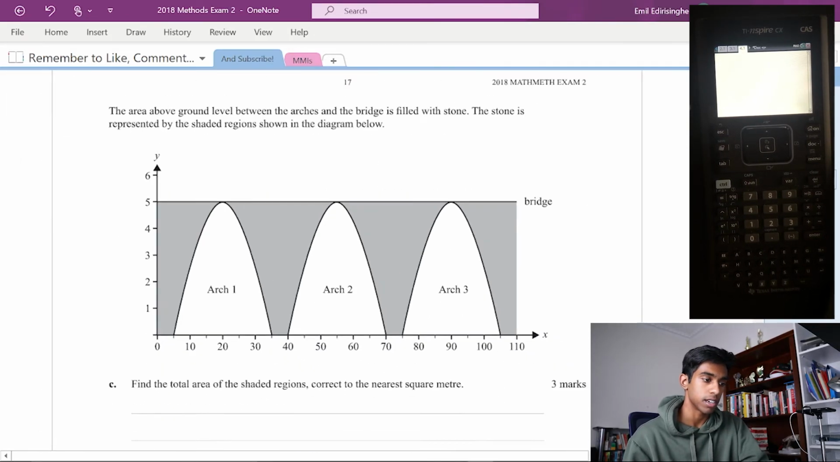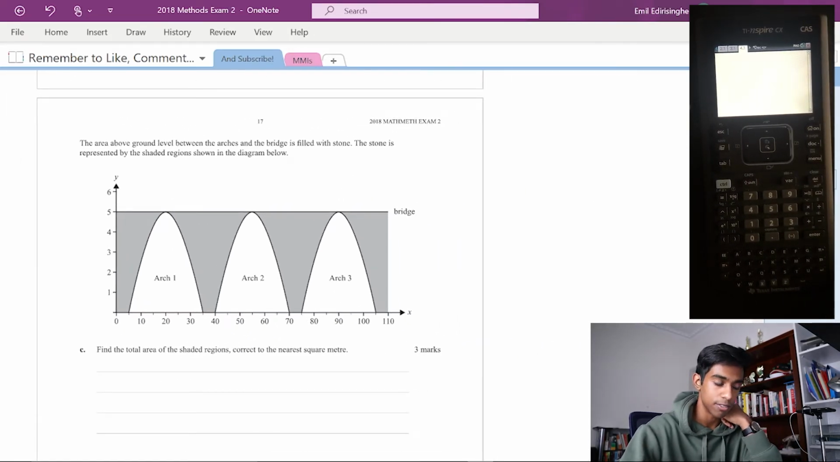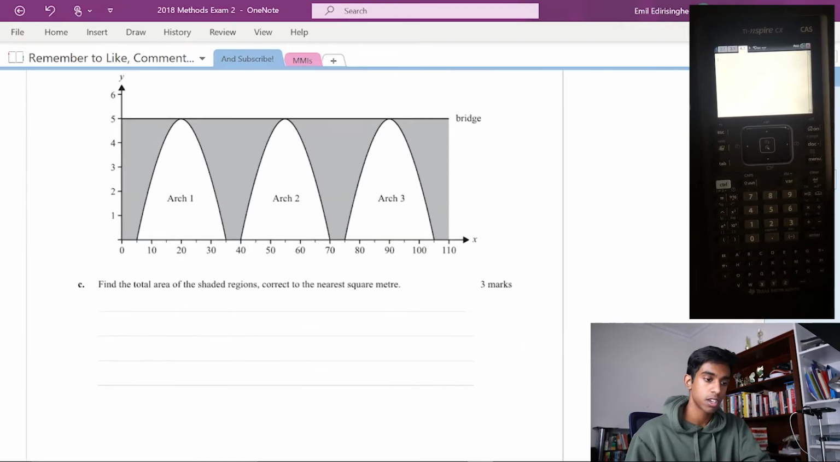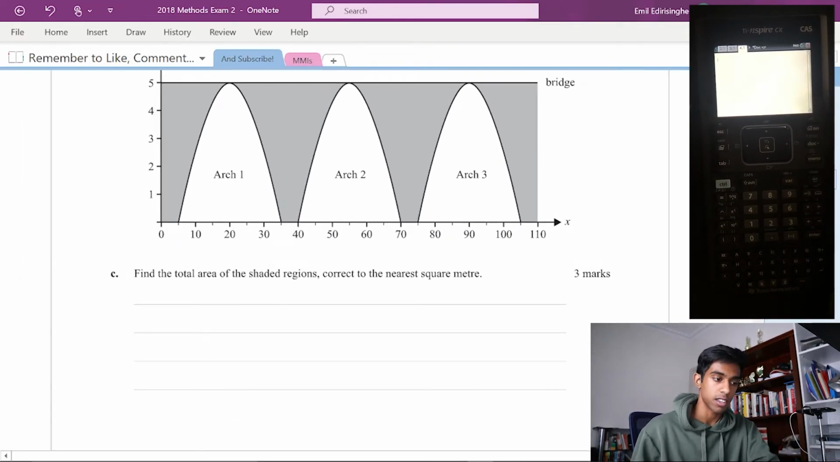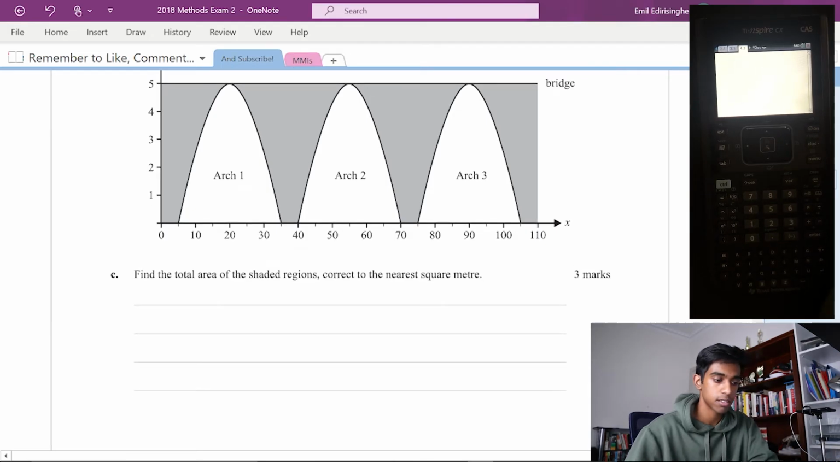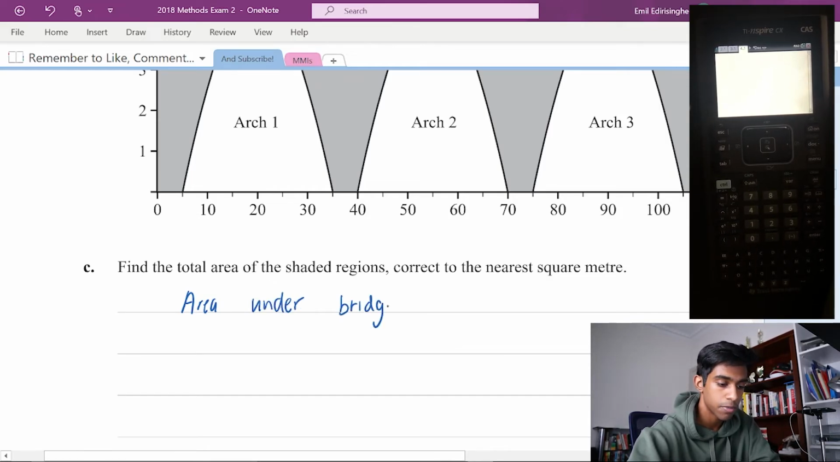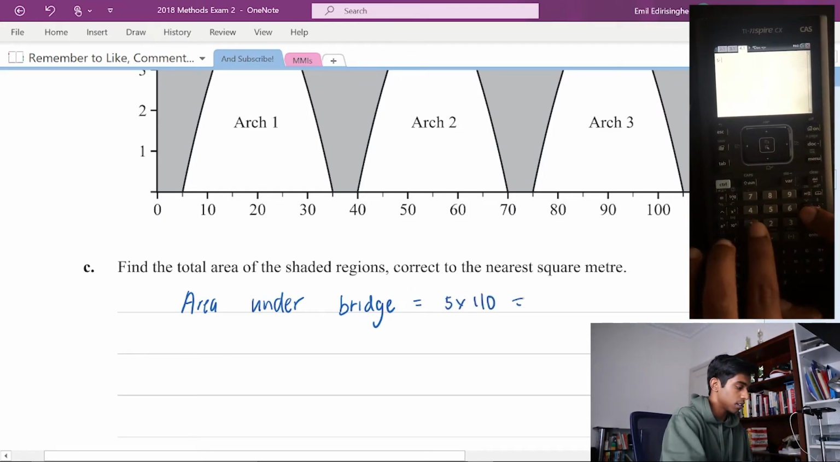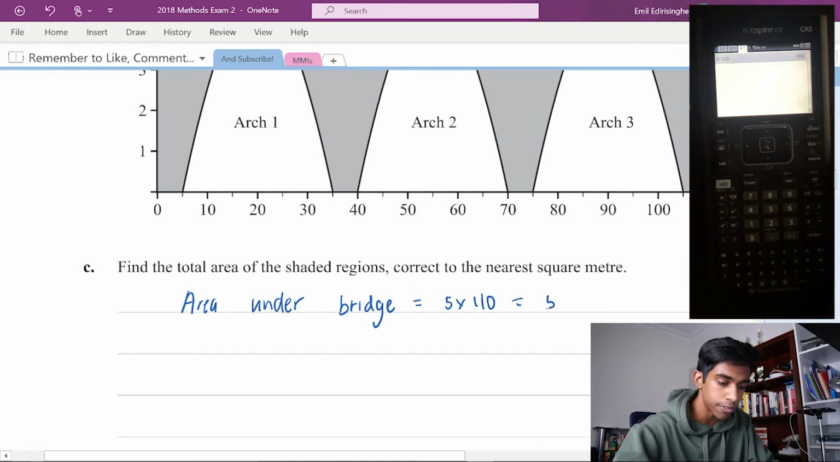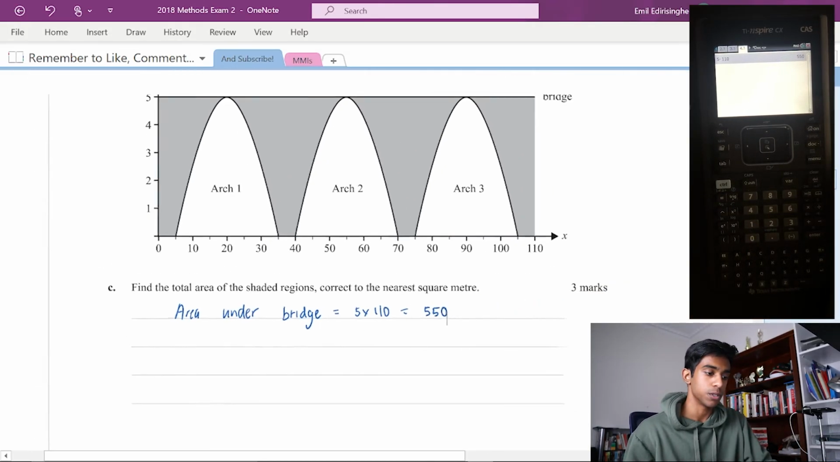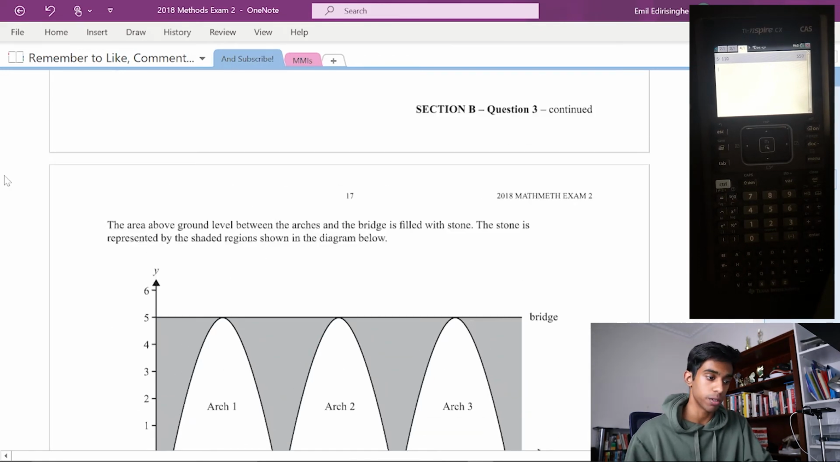Now we're given the next thing to do. So the area above ground level between the arches and the bridge is filled with stone. The stone is represented by the shaded regions. So we're trying to find the total area of the shaded region. So first thing I'll do is just find the area under the bridge. So we've got 5 times 110. So area under bridge, just call that, equals 5 times 110. And that is going to give us 550. And then what we'll do is we'll just find the area of one arch because we know all 3 of the arches are the same.